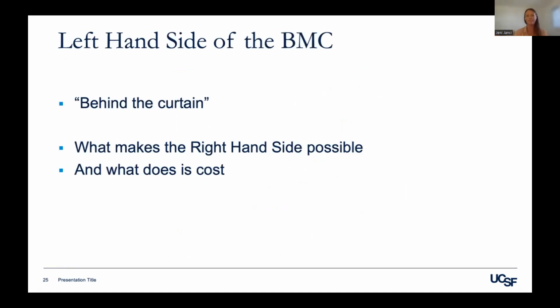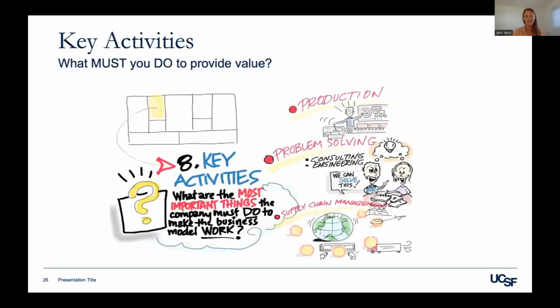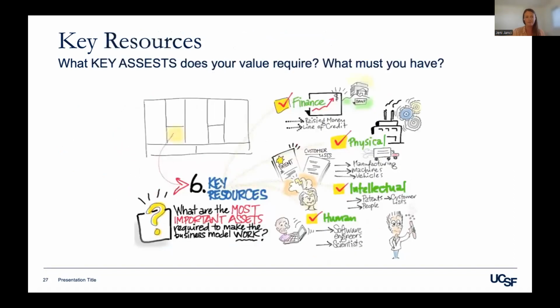The left-hand side of the BMC is what people say is behind the curtain. It's what makes the right-hand side possible, and what it costs to make your product. So quickly, key activities. What do you need to do? What technology do you need to build? Do you need to acquire supplies and stuff like that? What work needs to be done? Do you have to create software? Do you have to create algorithms? Do you have to create hardware? Do you have to physically make something?